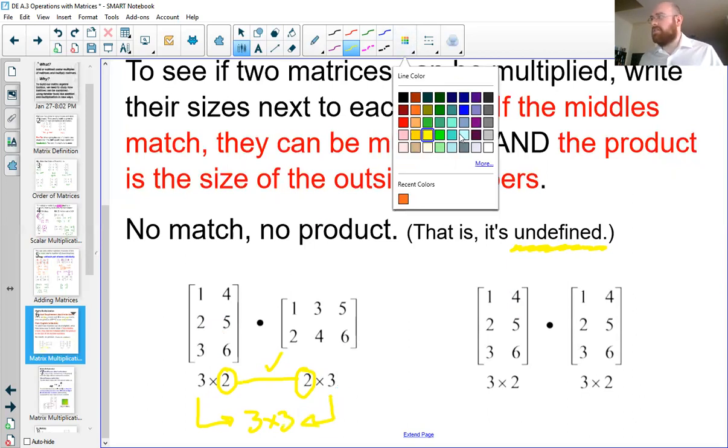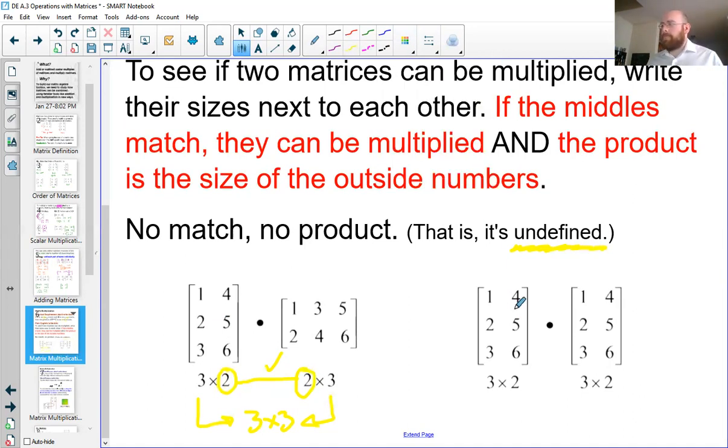And just in case yellow isn't displaying all that nicely on your screen, let me change the color. For the second one, notice that we have a 3 by 2 and a 3 by 2. This time, the sizes do not match. So we cannot multiply, and it is undefined. So this requirement that the interior numbers match is very important.